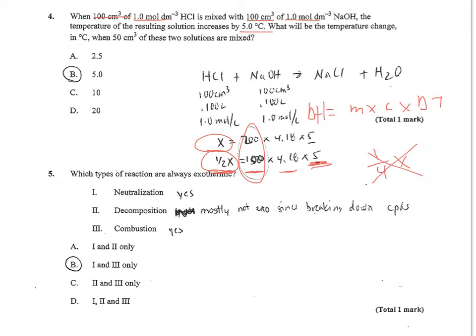Number 5 then, which type of reactions are always exothermic? Again, from what we talked about on the previous page, neutralization, combustion are always exothermic reactions. They're always taking less stable products and creating more stable products, so heat is going to be released. Decomposition, on the other hand, is mostly endothermic, or mostly not exothermic, because you're breaking down compounds, and when you break compounds down back into their elements, oftentimes that is an endothermic process. So decomposition can be either one. It's not always exothermic by any stretch. So B, 1 and 3 would be my correct choice.